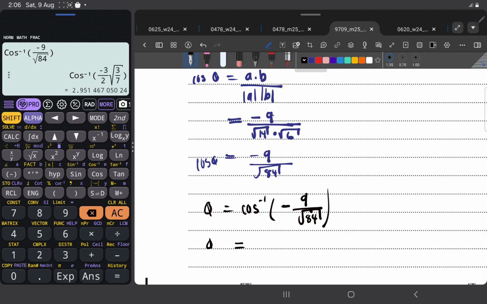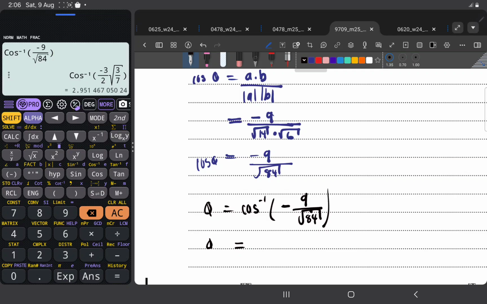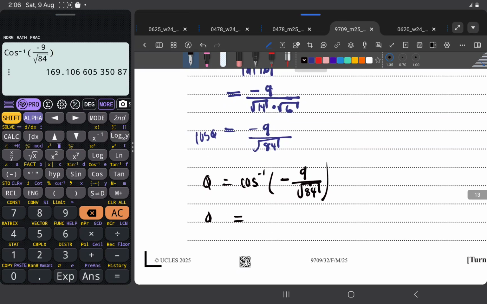Okay, I don't want it in rad. Let me change it to degrees. Let's see. This is equal to 169 point whatever. So here I have 169.1 degrees, because they said for degrees I put to 1 decimal place, and this becomes my theta.